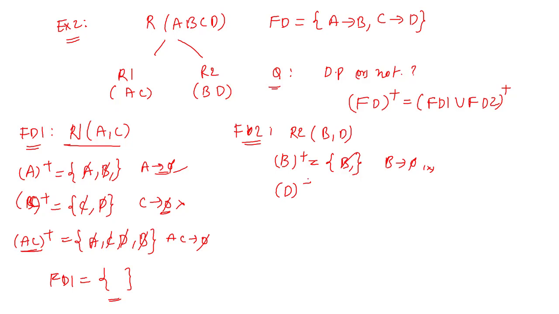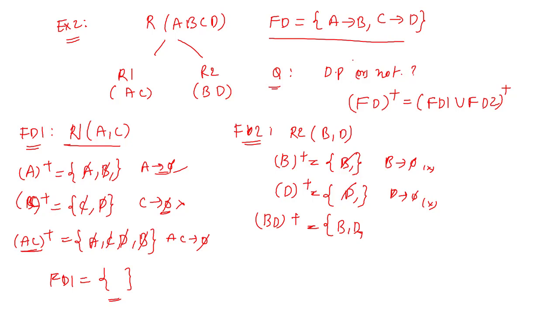Then the closure of D. D can determine itself. Can D determine any other attribute from this functional dependency? No. So we can say D only. And D is a trivial attribute. We can say D implies phi. This is also not helpful for us. Let us calculate the BD closure. BD can determine itself, and can B determine anything? No. Can D determine anything? No here. Again, BD are trivial attributes. I can remove them from this. So we can say BD implies phi. So no functional dependency I have derived from this relation R2. So FD2 is simply empty.